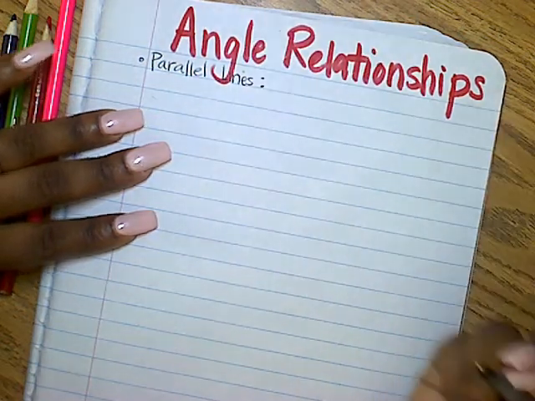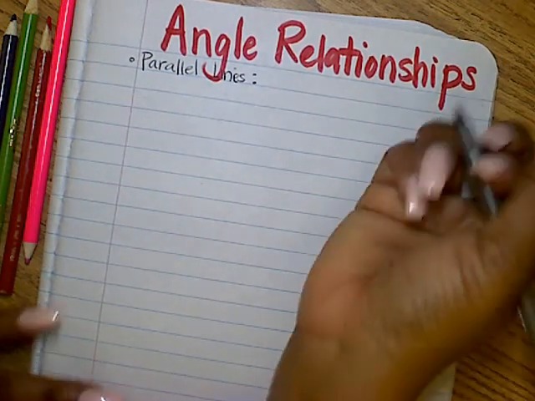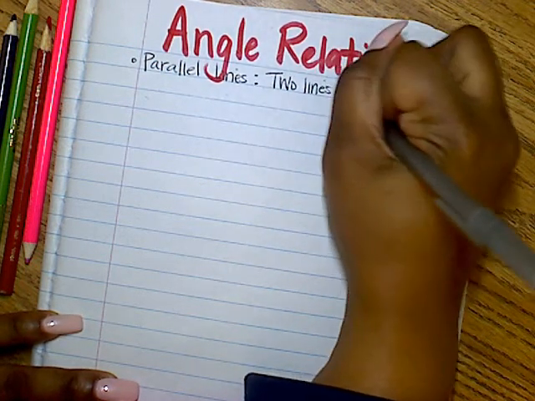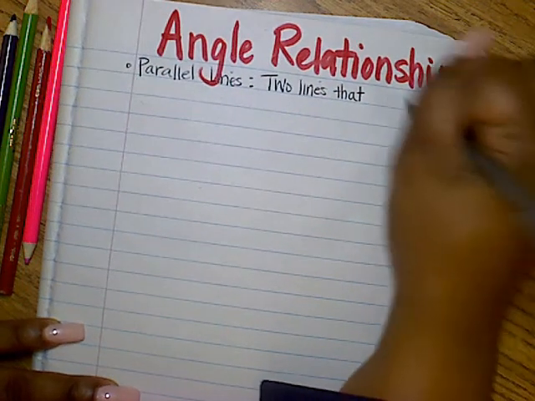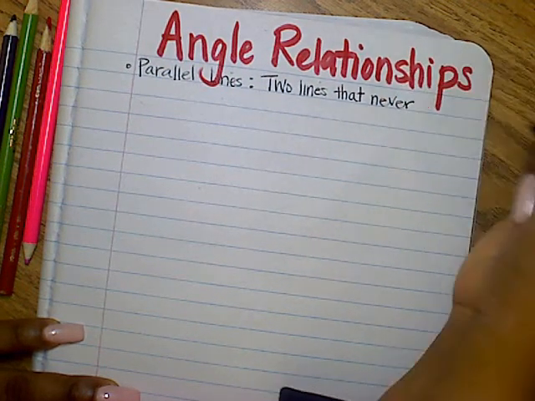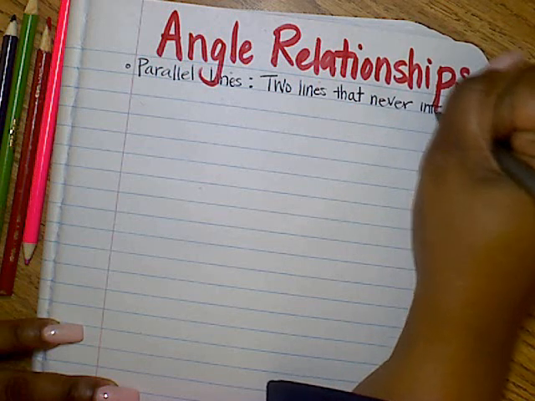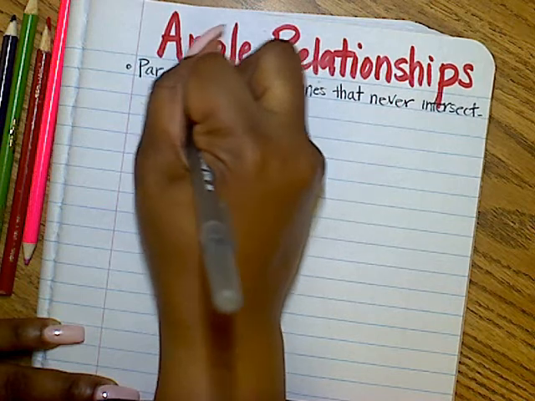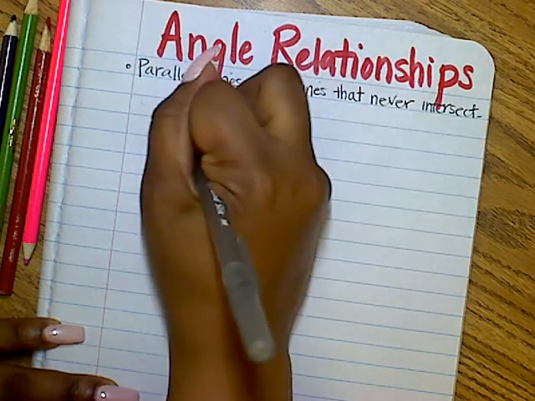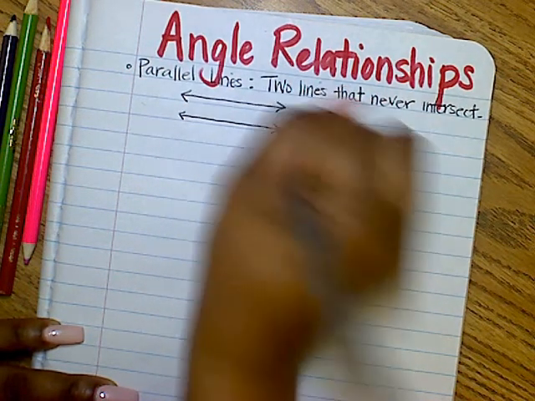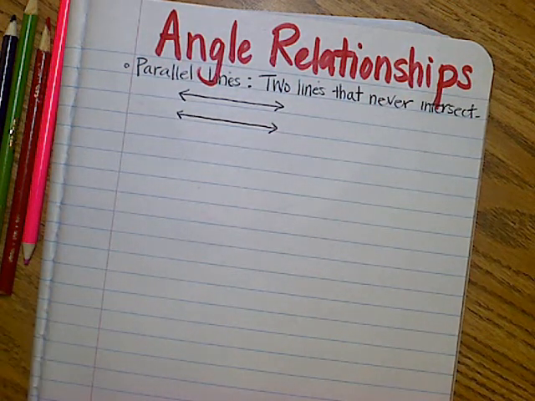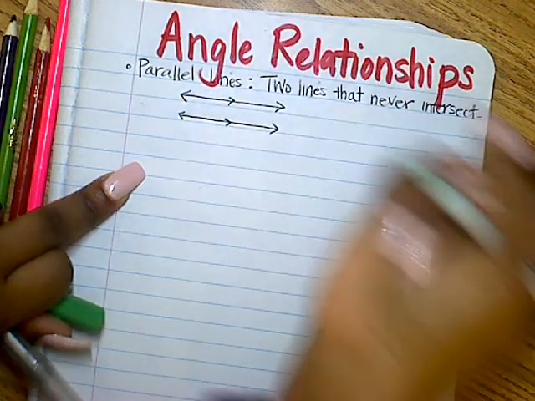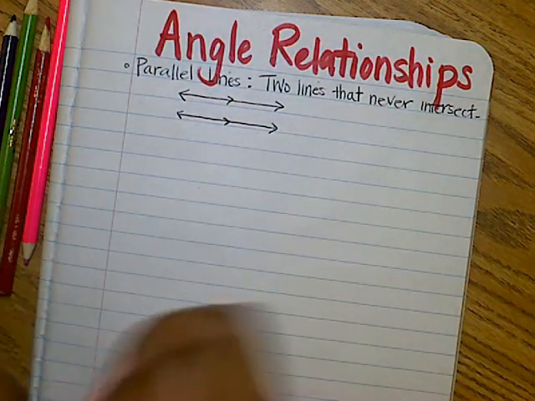Pause as you need to make sure you're down. So parallel lines are 2 lines that never intersect. And if we were to draw a picture of this, it would just look like this. Notice these lines will never meet. Sometimes you will see little arrows like this to show that these are parallel. So those arrows mean those 2 lines are parallel.